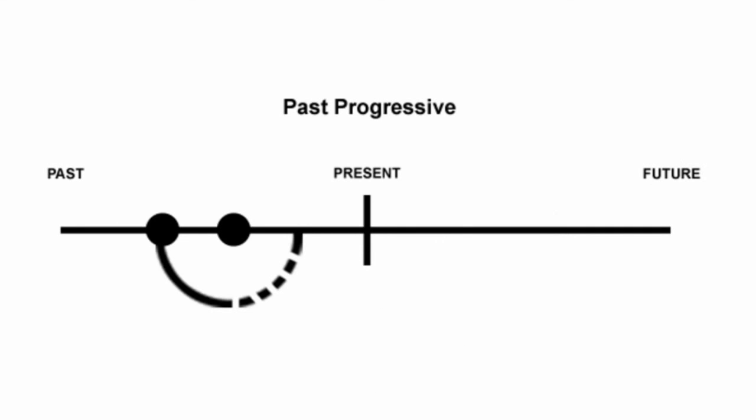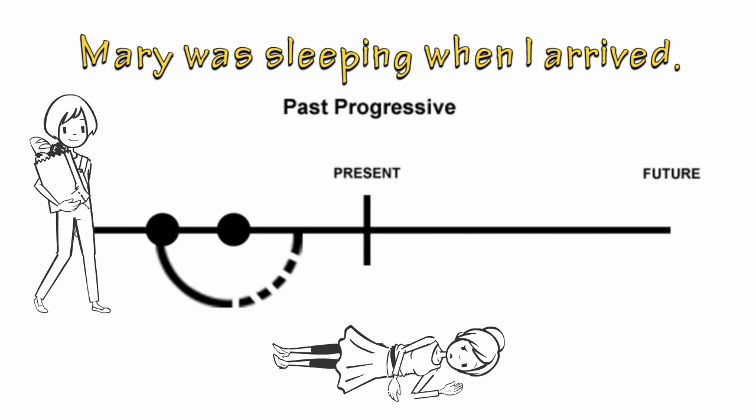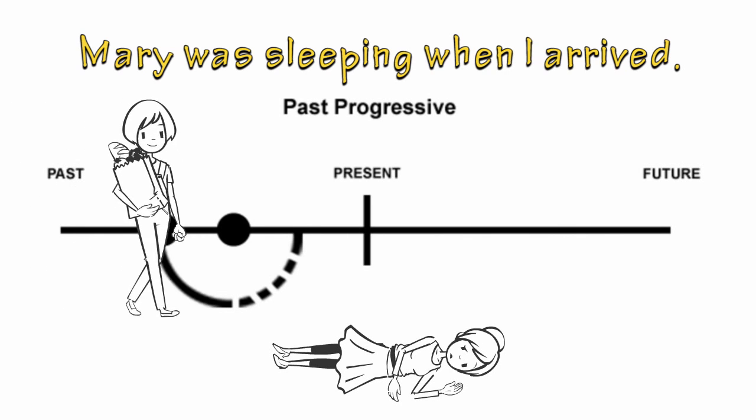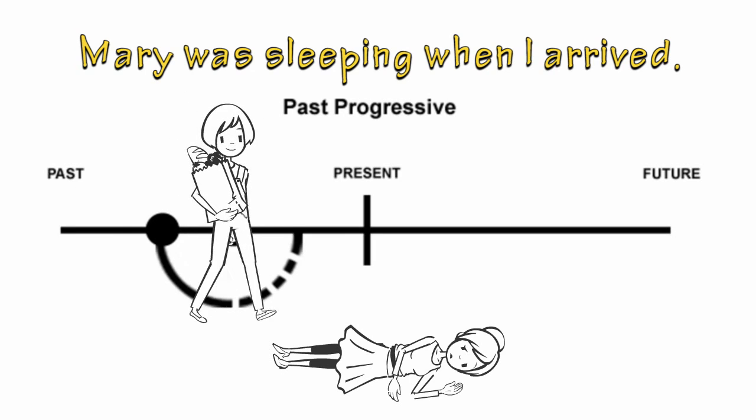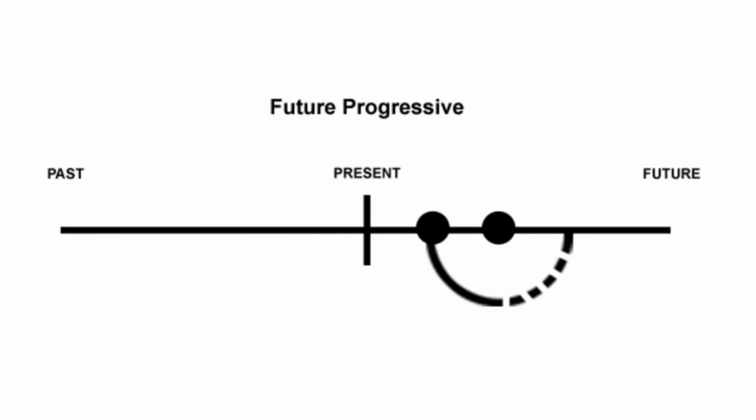Past progressive tells us that something started in the past and continued up to a particular time in the past. Mary was sleeping when I arrived. Mary went to sleep at 9 o'clock at night, and I arrived to find her still sleeping at midnight. I am talking about Mary from the period of 9 o'clock p.m. until midnight, and am referring to Mary in the past.